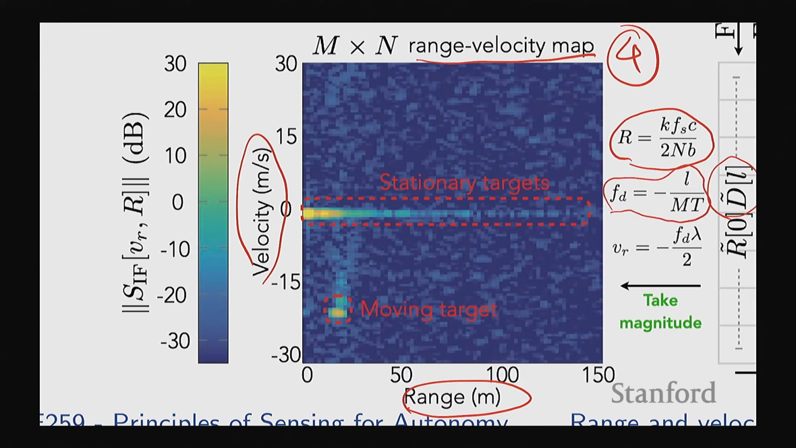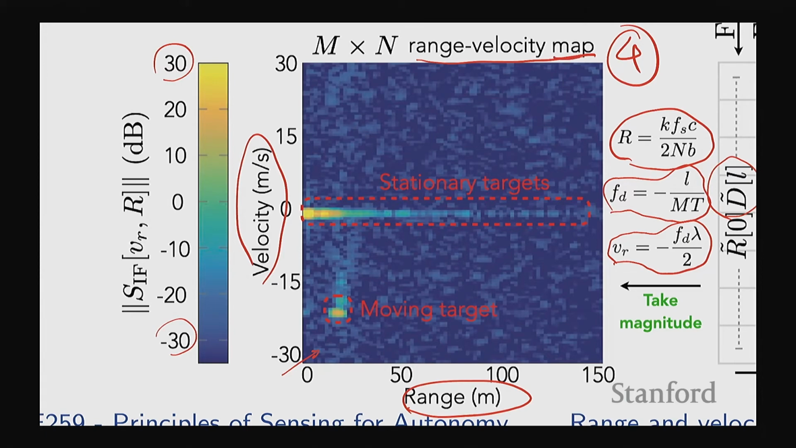Doppler becomes minus L over MT, and then velocity from Doppler is minus Doppler shift times lambda over 2. After you scale your two axes according to these, you end up with a visualization where color is the value in dB, going from minus 30 to 30 dB, and the two axes are range in meters and velocity in meters per second.